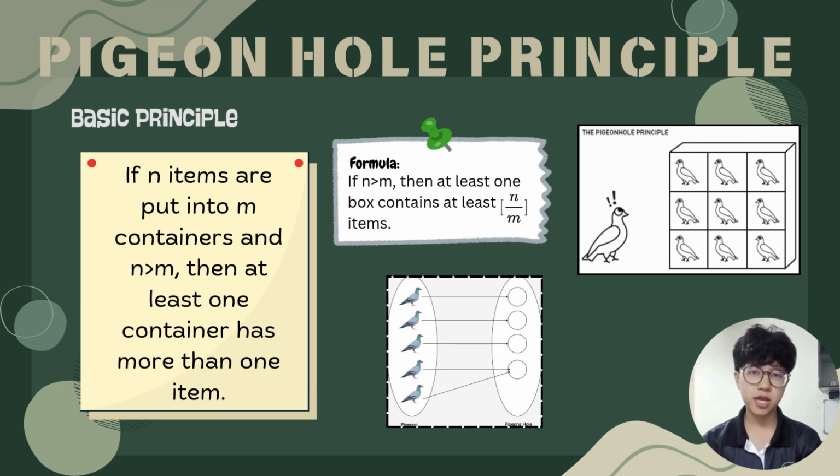Now let's look at the basic pigeonhole principle. If we put n items into m containers, and if the number of items is more than the number of containers, then at least one container will have more than one item. For example, if we have 5 pigeons and only 4 pigeonholes, then one pigeonhole must have at least 2 pigeons. This helps us to understand how grouping works in real life too.